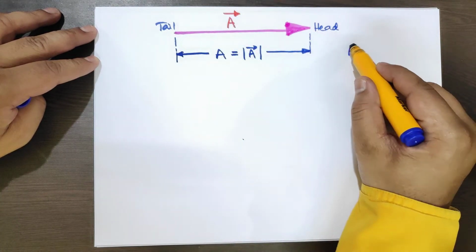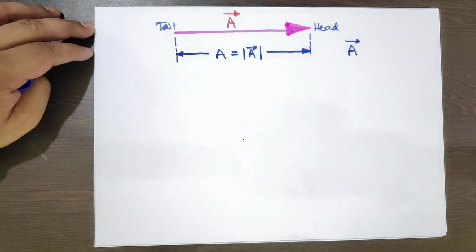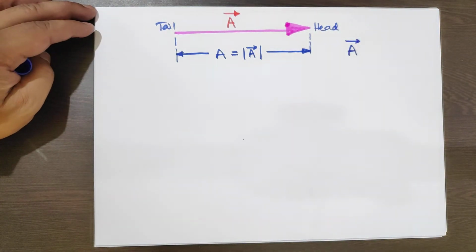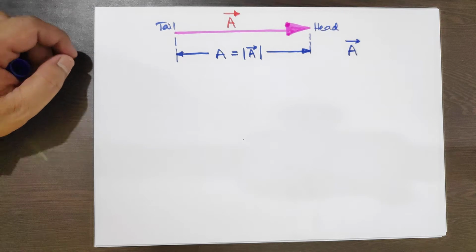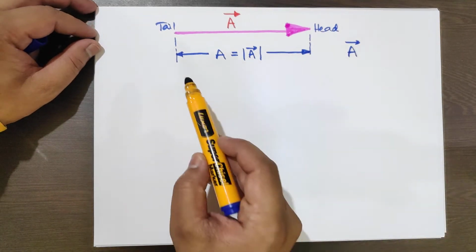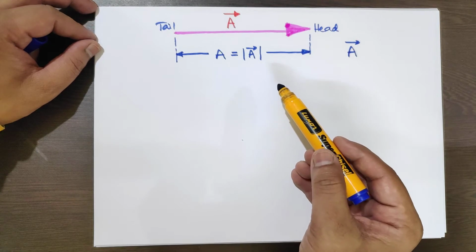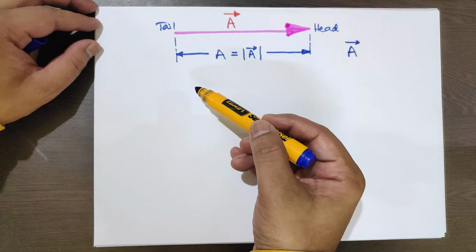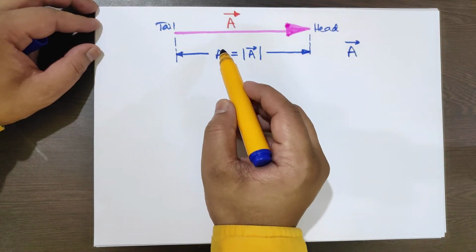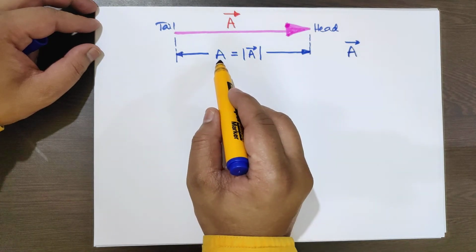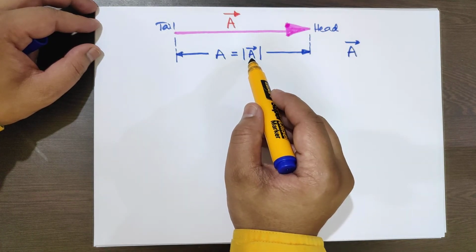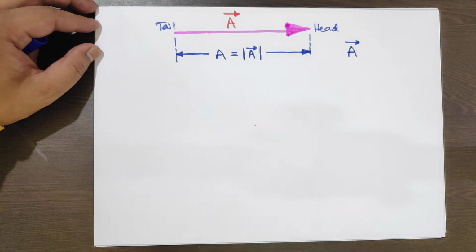This vector quantity a may be displacement, force or whatever, velocity. And the length of this line represents the magnitude of the vector, and you can write the magnitude of vector a as simply a or mod sign over a.